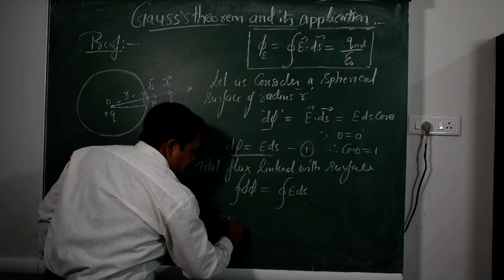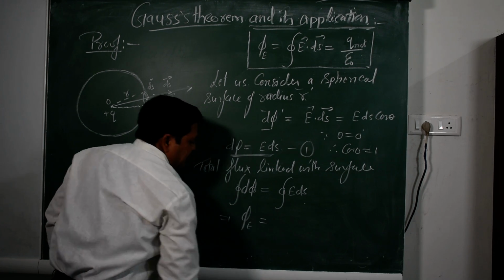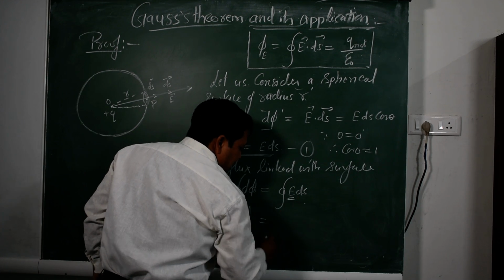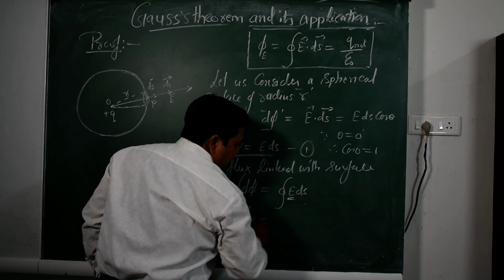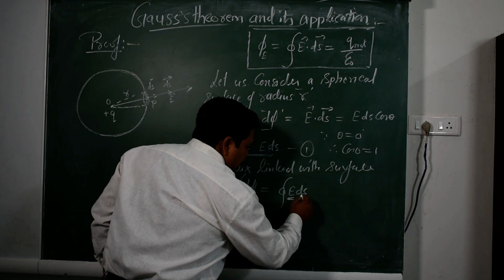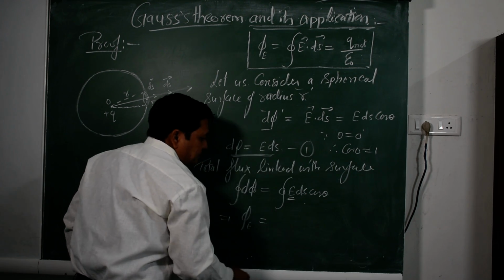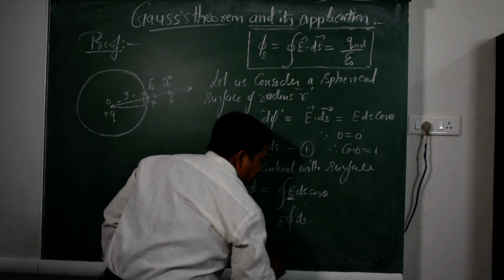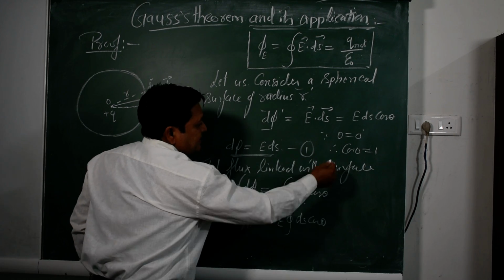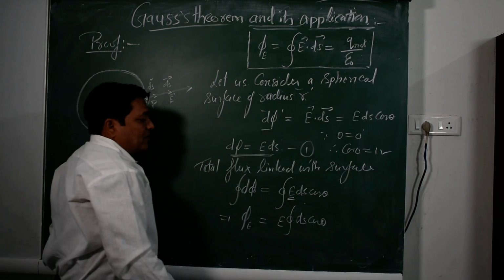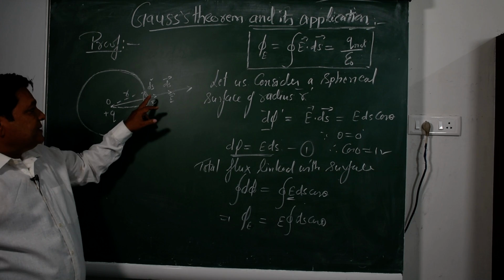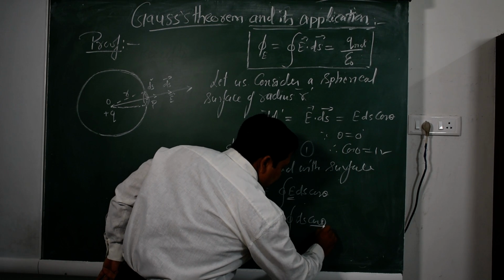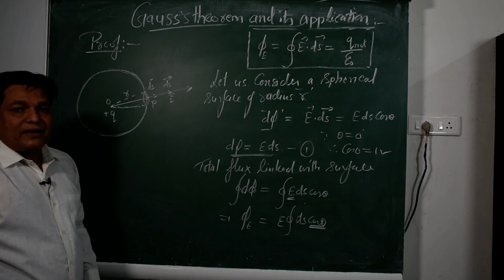Now flux linked with the surface is phi of E. We consider it. Since E is constant, we can take E out and keep ds cos theta. So E is out, closed integration of ds cos theta. Since the angle theta between E and ds here is 0, cos 0 value is equal to 1, so we can write ds cos 0 with value equal to 1 here.